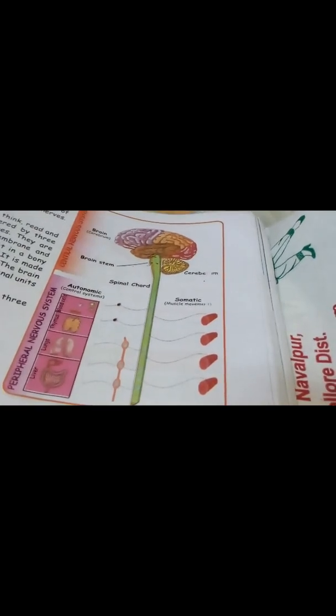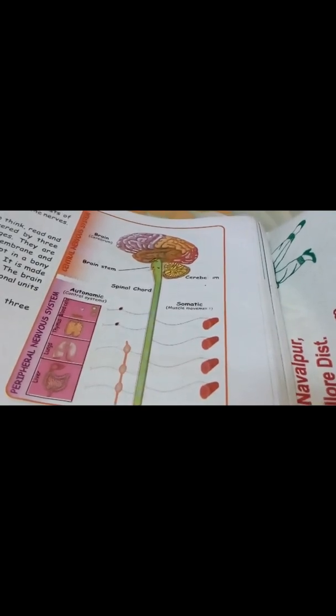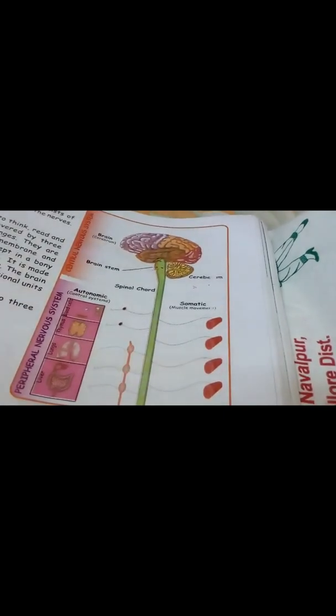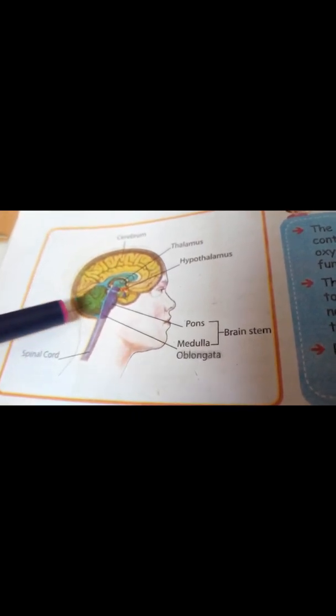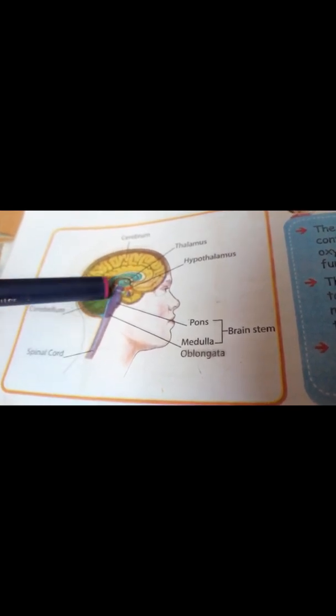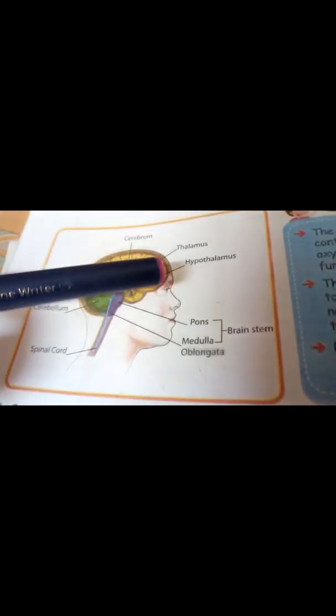So these are the 3 major parts of the brain. What are the 3 major parts of the brain? Cerebrum, cerebellum, and medulla oblongata or brainstem. And see the picture of human brain. This is the picture of human brain, and cerebrum, cerebellum, spinal cord, and this is the thalamus, and next one is hypothalamus, medulla oblongata, pons, and brainstem.